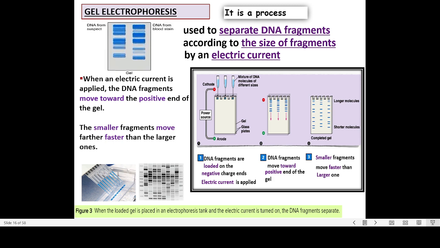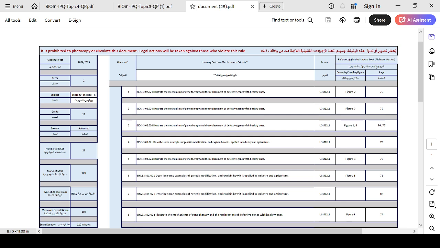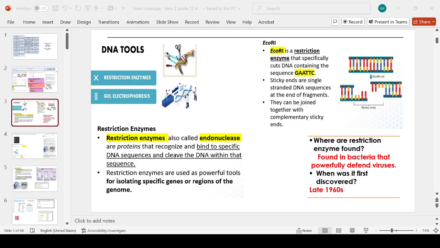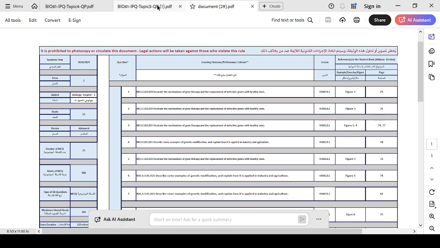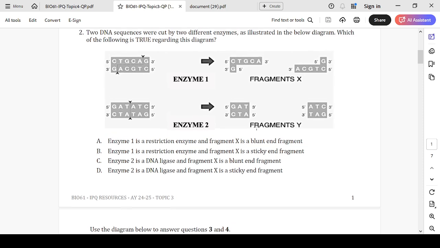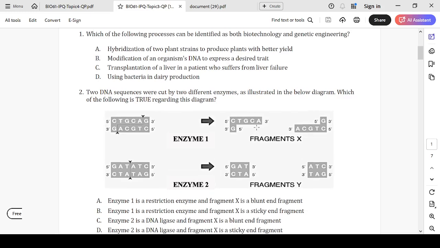What type of question? Let us go, guys, to the questions. We will focus on the questions. Exam coverage. This one, Shabab, yeah. The first question is about restriction enzyme.